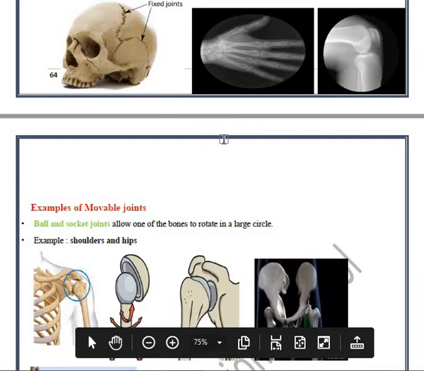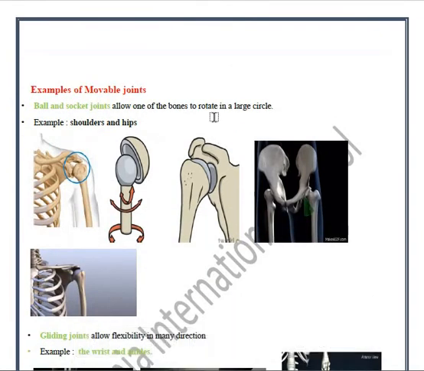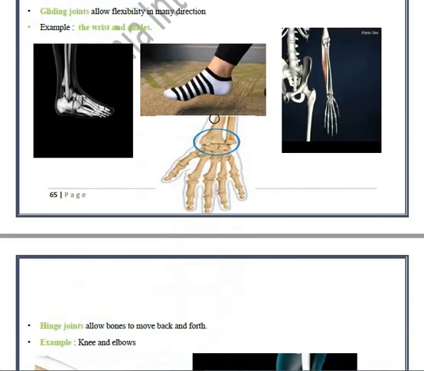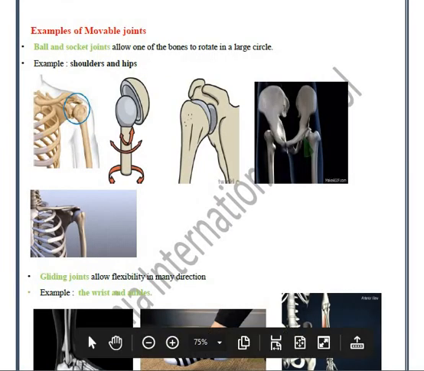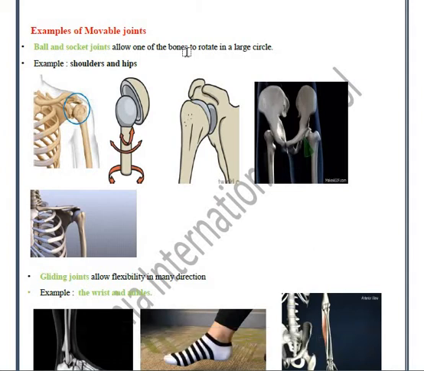Okay, let's take examples of the movable joints. We have three examples. The first one is called the ball and socket joint. The second one is called the gliding joint. And the last one is called the hinge joint. Okay? The first one, the ball and socket joint, allows the bones to move and rotate in a large circle, just like the joints found in the shoulder and the hip. It can make a rotation in a large circle. Okay, and it has the shape of a ball, that's why it's called the ball and socket joint.